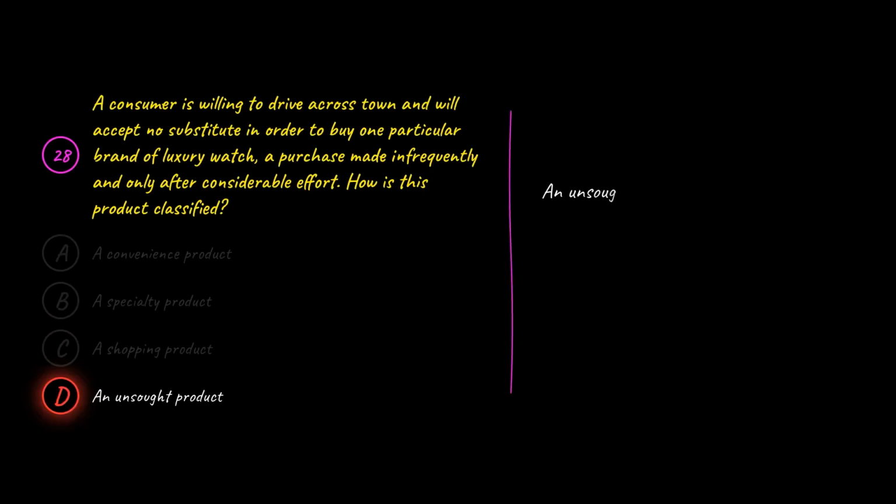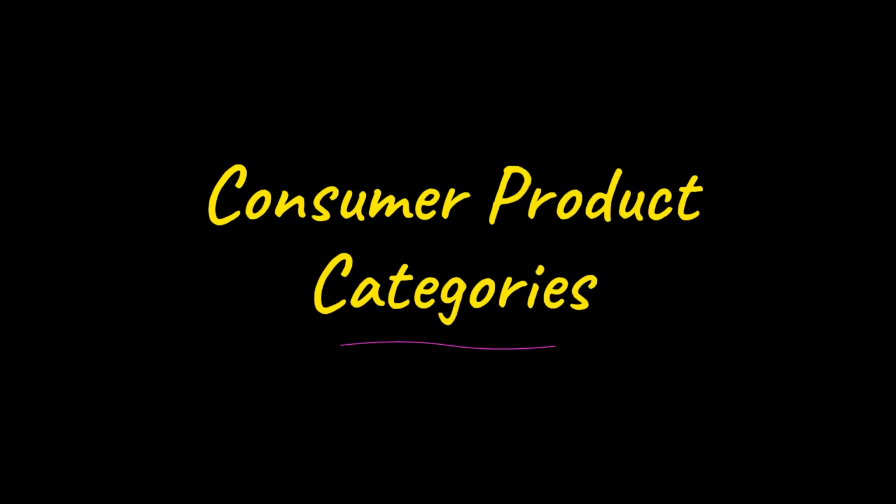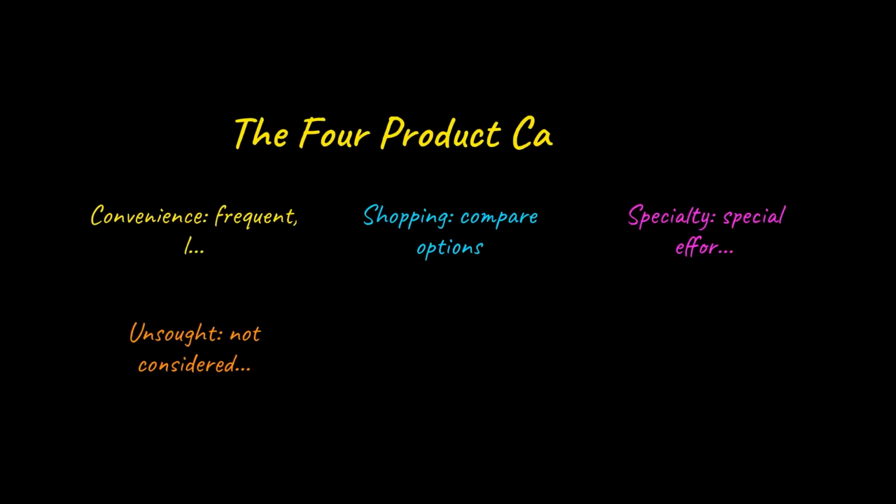D is wrong because an unsought product is one consumers do not think about buying until a need arises, such as towing service. The buyer here actively seeks out a specific desired item, so it is not unsought. Marketers classify consumer products into 4 categories based on how much effort and involvement a buyer brings to the purchase. Understanding these categories is one of the most heavily tested concepts in marketing.